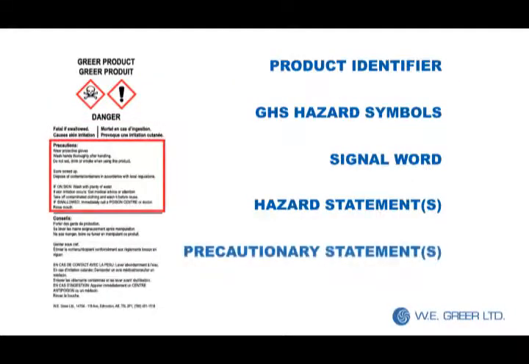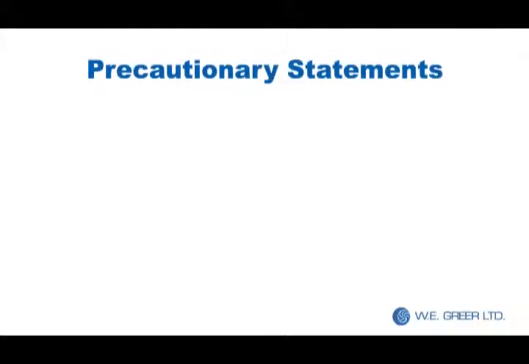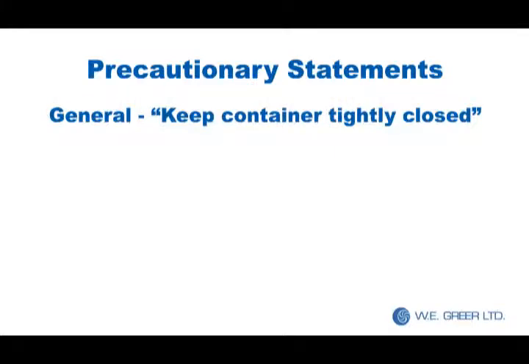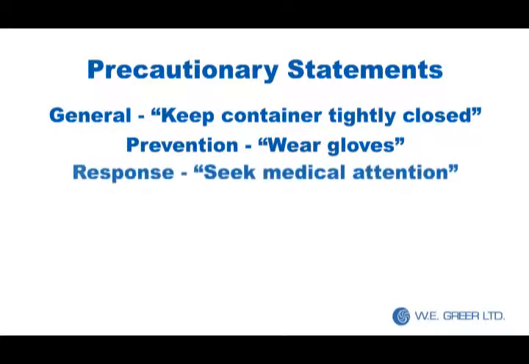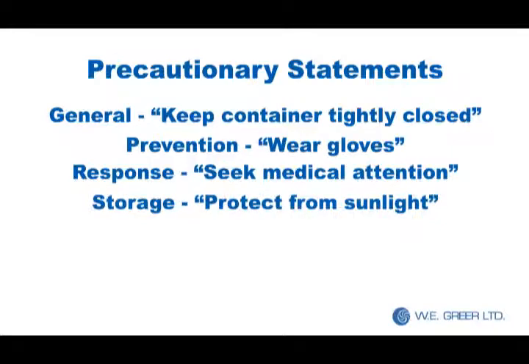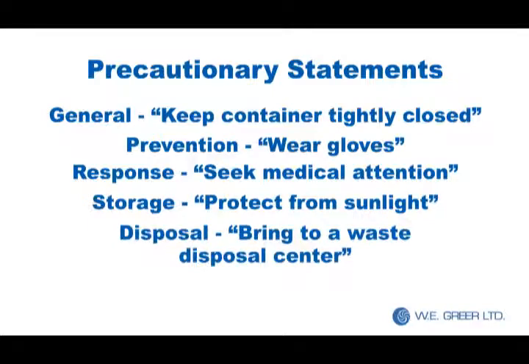The precautionary statements are standardized descriptions of measures that will minimize or prevent the adverse effects of the product. There are 5 types of precautionary statements. General, for example, keep container tightly closed. Prevention, for example, wear gloves. Response, including first aid, for example, seek medical attention. Storage, for example, protect from sunlight. And disposal, for example, bring to a waste disposal center.